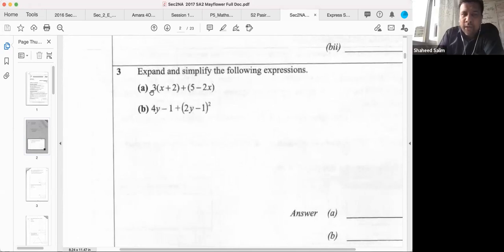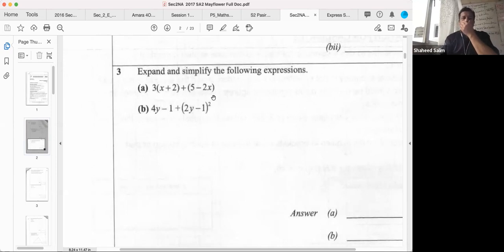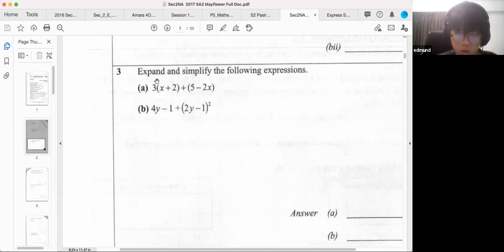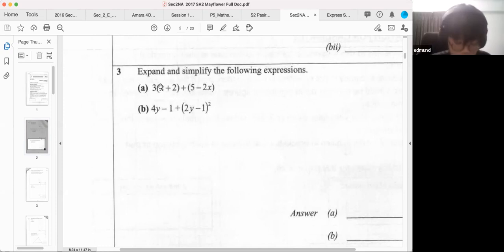Once you see you get 3 times x, 3x, there's a minus 2x. So 3x minus 2x, what do you get? Why is factorize? Factorize is to make it compact into this form where you take out the common factors. So it's the opposite of simplify.